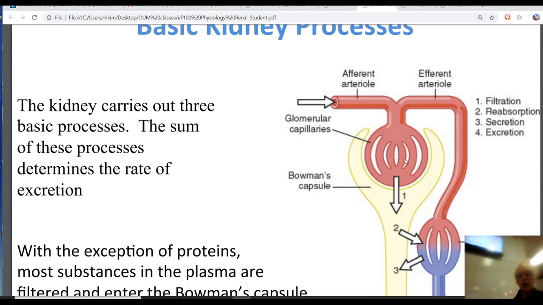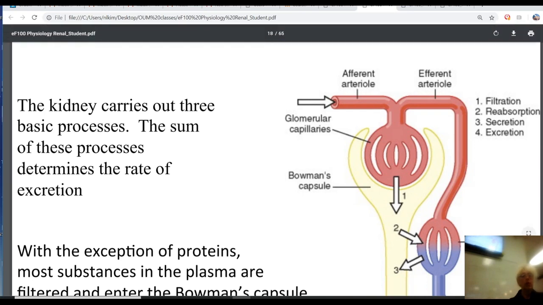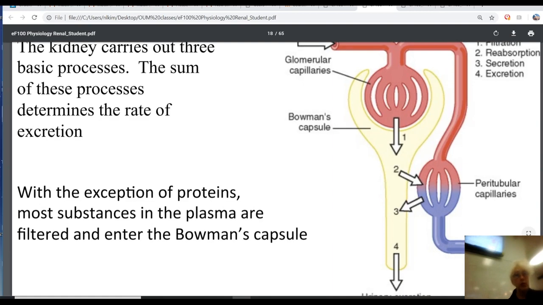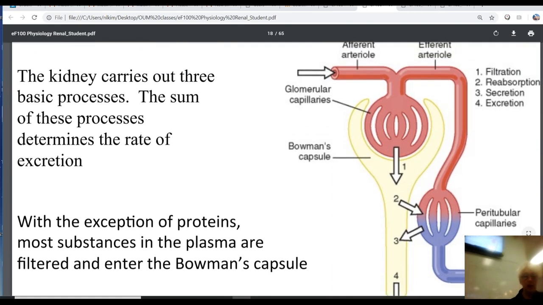This is where that pressure gradient is going to help draw out a lot of the waste products, except for what? What did we say is the one thing that the glomerulus doesn't like to get rid of? Do you remember? Proteins. Plasma proteins. We don't want to get rid of those. Plasma proteins are too big to fit through the pores of the glomerulus. Okay, so here are your peritubular capillaries.